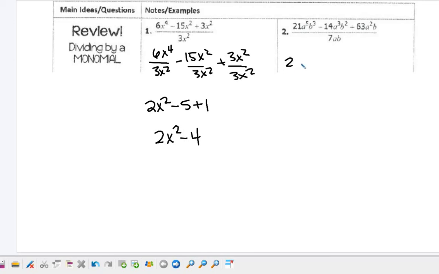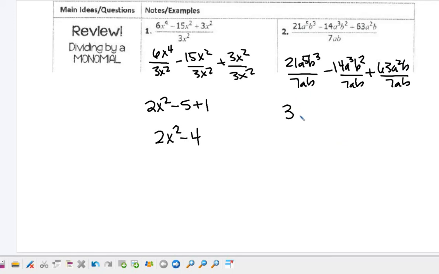Same thing, 21a to the 5th b cubed over 7ab minus 14a cubed b squared over 7ab plus 63a squared b over 7ab. And we do the same thing. 21 divided by 7 is 3. a to the 5th divided by a is a to the 4th. b cubed divided by b is b squared. Negative 14 divided by 7 is negative 2. a cubed divided by a is a squared. b squared divided by b is b. 63 divided by 7 is 9. a squared divided by a is a. And b divided by b is 1.